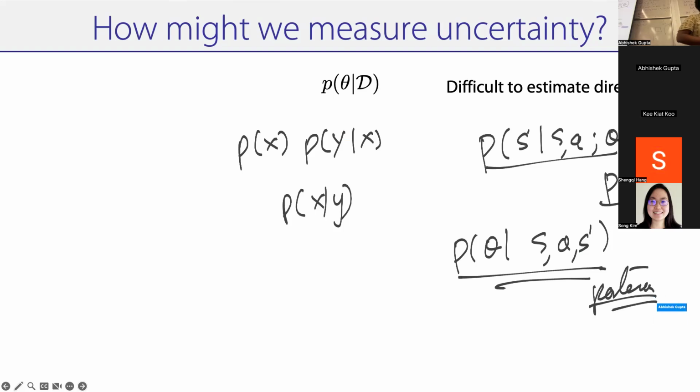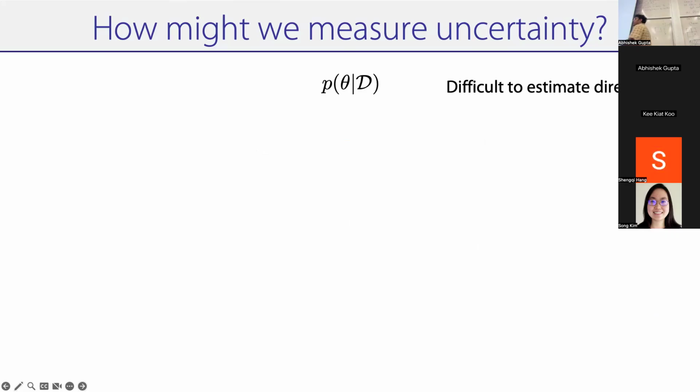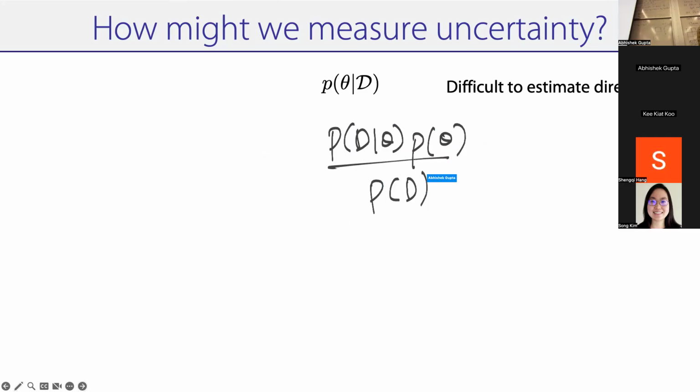Okay, so why is this hard to compute? Why is it hard to compute the posterior? What makes it hard to compute the posterior? Yeah, we need to integrate over the parameter space. So essentially to get the posterior, you have to do this divided by this. This thing is an integral of P of D given theta, P of theta, d theta. So if it's a neural network parameter space, you have to integrate over the entire space of parameters. I don't know how to do that.